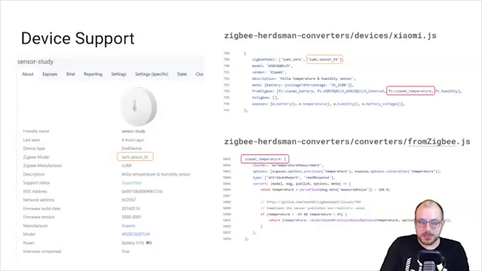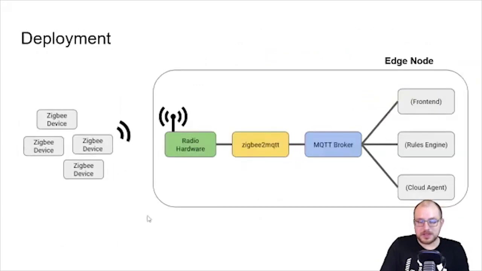Now, let's talk a bit about the deployment side of things. Usually, in a home environment, a Raspberry Pi is the greatest thing, of course, to run your little edge node. You generally need a separate MQTT broker, and you install Zigbee2MQTT, of course, and then you attach a little radio hardware to your edge node, and that gives your little edge node the radio capabilities to talk to Zigbee devices.